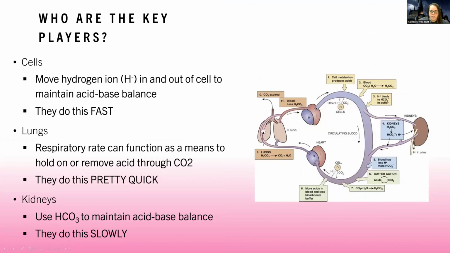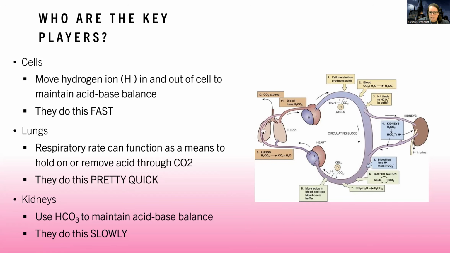We're not going to get too deep into this. You do not need to memorize the chart over here to the right, but just understand that there are multiple players. If something gets off with my pH balance, the first thing to act is usually going to be my cells. They can move hydrogen ions in and out of the cell to balance the acidity. They do this super fast.